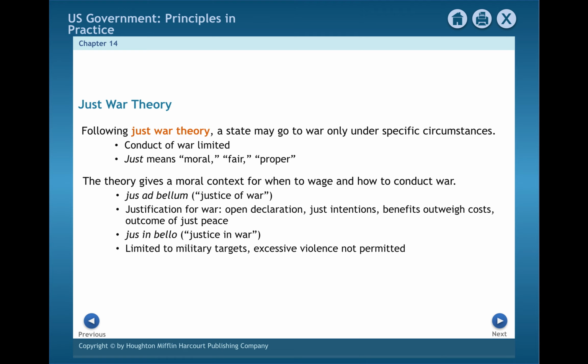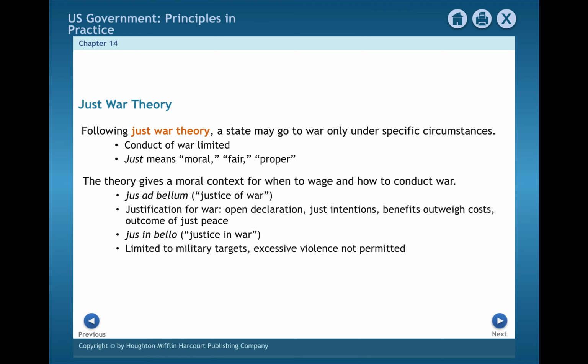So the first principle under justice of war includes an open declaration of war and having just cause. So sneaking in, not openly declaring war, is seen as not just, and also having an immoral cause, like, oh, we just want to take their resources for ourselves, might not be considered a just cause. But defending yourself could be considered a just cause.